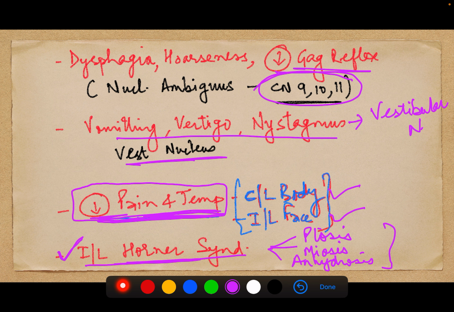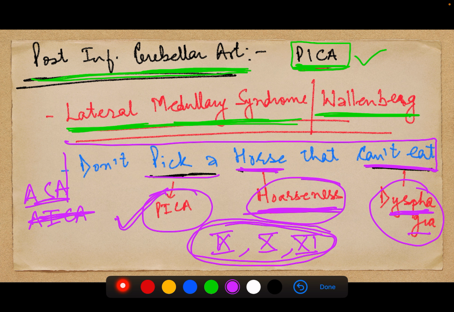So a person who presents to the emergency with dysphagia, hoarseness, reduced gag reflex, vomiting, vertigo, nystagmus, loss of pain and temperature in the contralateral aspect of the body, the opposite side of the body, but on the same side of the face, and there is ptosis, miosis, and anhidrosis on the same side of the face, right? Then you should suspect that that person is suffering from PICA, a posterior inferior cerebellar artery lesion, or lateral medullary syndrome, or Wallenberg syndrome.